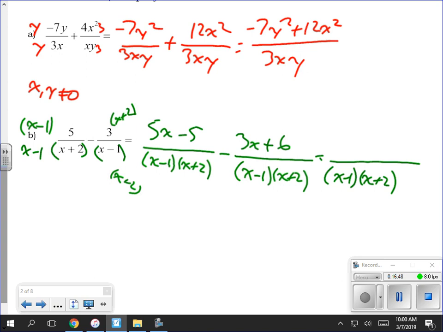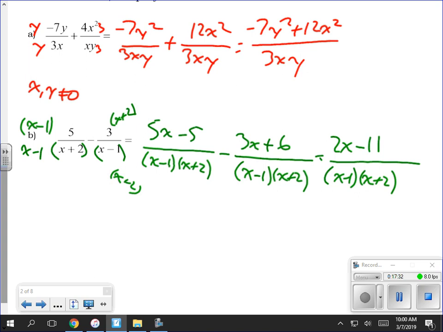And then I have to do my subtraction for my numerators. 5x minus 3x gives me 2x. Negative 5 minus 6. What's negative 5 minus 6? Negative 11. Watch your arithmetic. Now, before I continue on, I need to ask myself, can I factor 2x minus 11? No, so I'm done. If I can factor it, I need to factor to check to see if I can reduce my final answer. I can't factor, I'm finished with that.